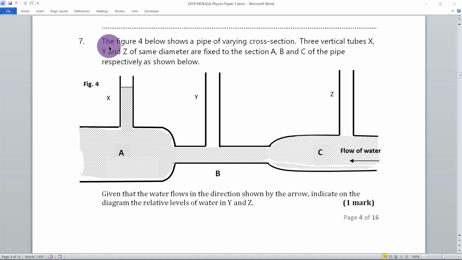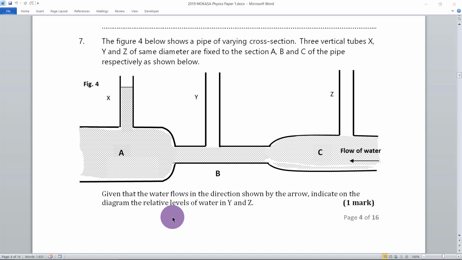So in question 7, we are told that the figure 4 below shows a pipe of varying cross-section. 3 vertical tubes X, Y, and Z of the same diameter are fixed to the sections A, B, and C of the pipe, respectively, as shown in the figure. So there are these vertical pipes, which actually are manometers. And of course, there is this tube. You can see that this one has got a slightly larger cross-section compared to this, and A has got the largest cross-section. So given that the water flows in the direction shown by the arrow, indicate on the diagram the relative levels of water in X, Y, and Z.